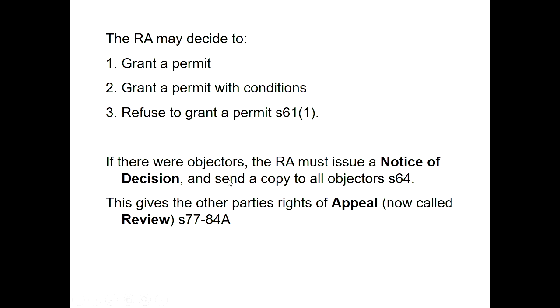The process is that if someone objected to an application, the responsible authority must issue a notice of decision. We'll talk about this again next week, so don't worry if it doesn't come together straight away. But what it means is that if people objected, the responsible authority cannot immediately decide to issue a permit. Instead, they have to tell everyone who objected that they mean to issue a permit, that they're going to.